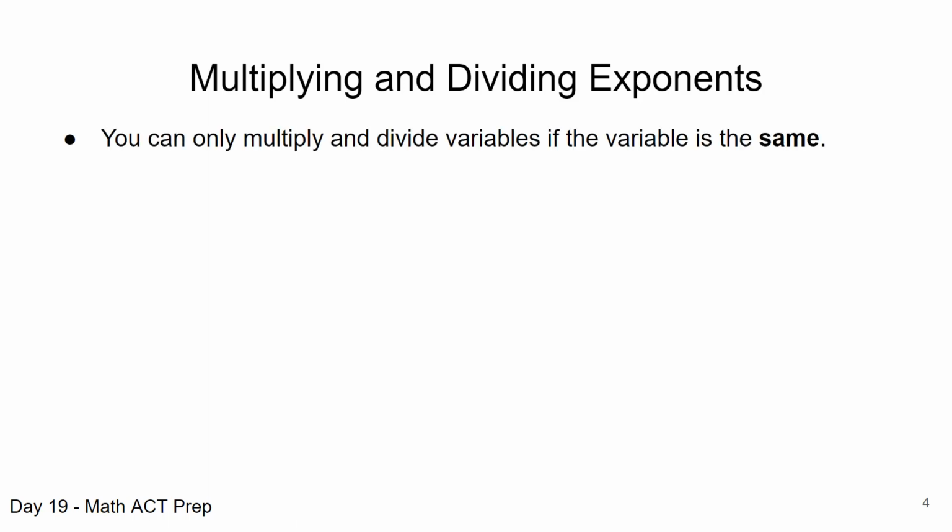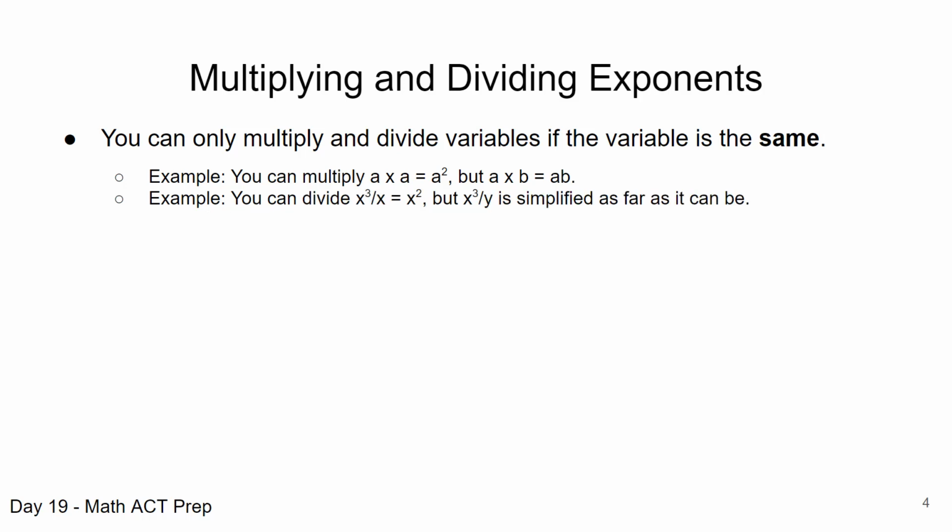You can only multiply and divide variables if the variables are the same. You may have heard the wording, they have to be the same bases. That's what we're talking about here. So we can only do this kind of operation if we're talking about the same type of variables. For example, if you have a times a, we know we can multiply that and simplify it to a squared. But if you have a times b, all we can come up with is ab. We cannot simplify that any further.